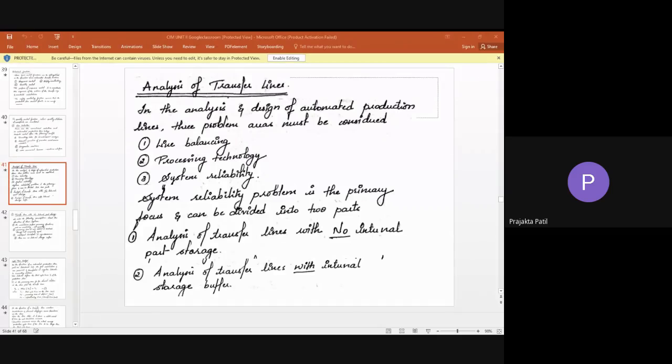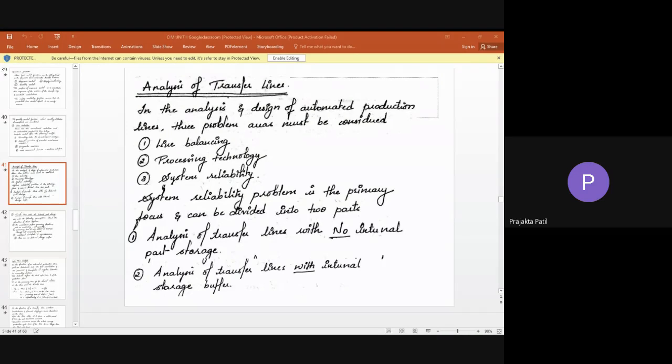So what is this analysis of transfer line? Basically, in the analysis and design of automated production lines, there are three problem areas which must be considered. And which are those three problem areas? They are as follows. One is line balancing. Next is the processing technology. And then we have the system reliability.